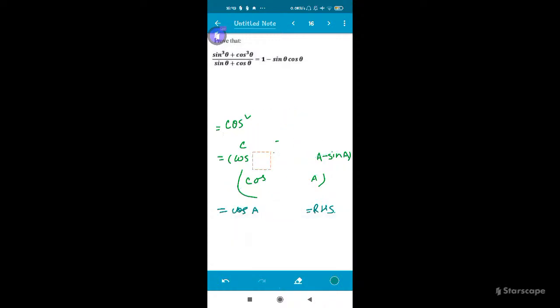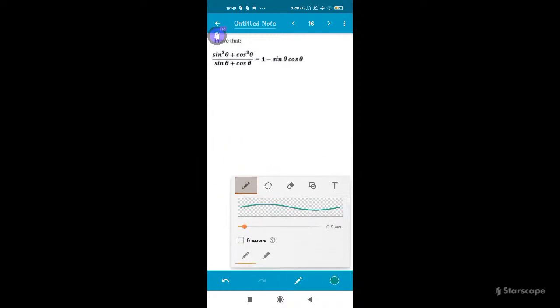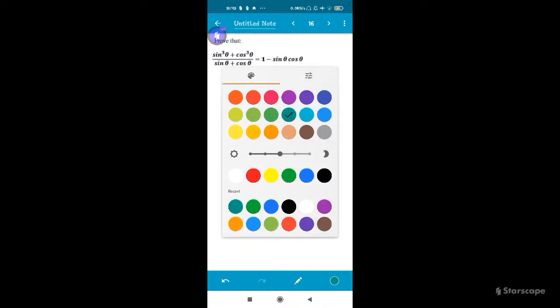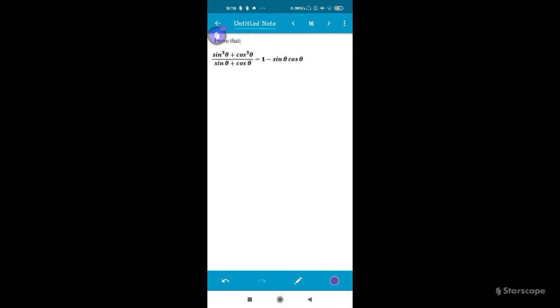Alright, now let's begin with this question. This is a very interesting one, and in this question you will require identities. So you have (sin³θ + cos³θ) divided by (sinθ + cosθ) is equal to 1 minus sinθ cosθ.